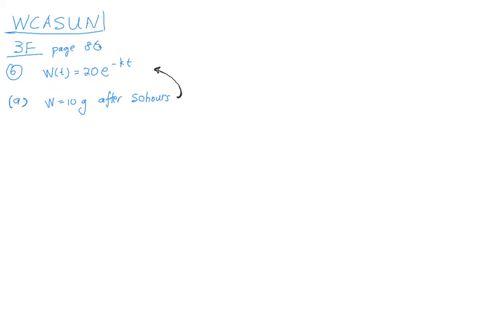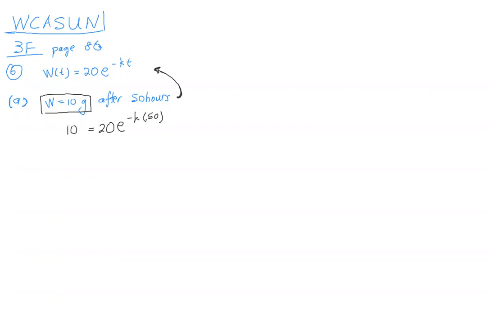So we replace t with 50 and W with 10. Sorry, this is W, not k. So W equals 10, so 20 e to the power negative kt equals 10. What should I replace the t with? 50. Okay, so from here, you try to solve for your k.